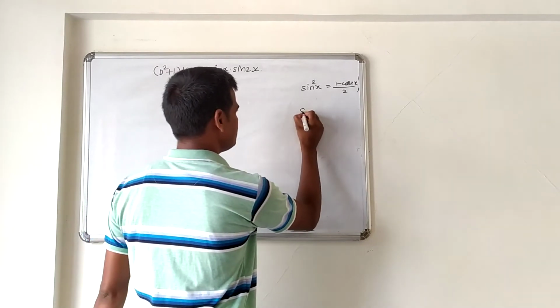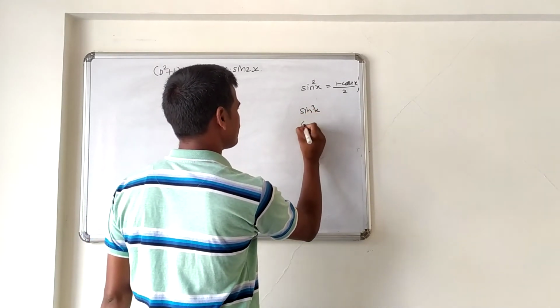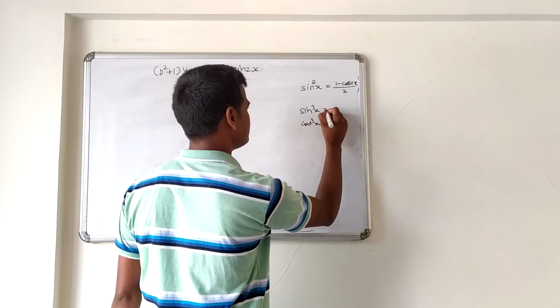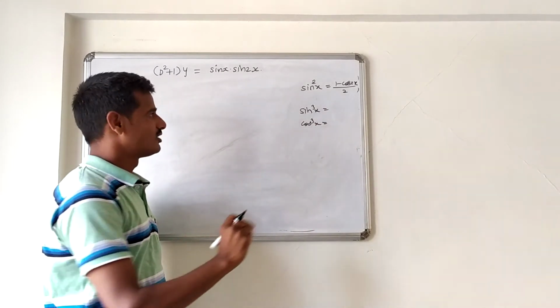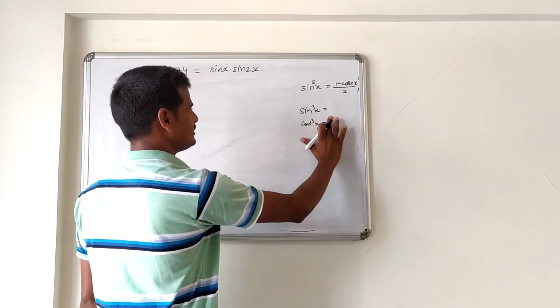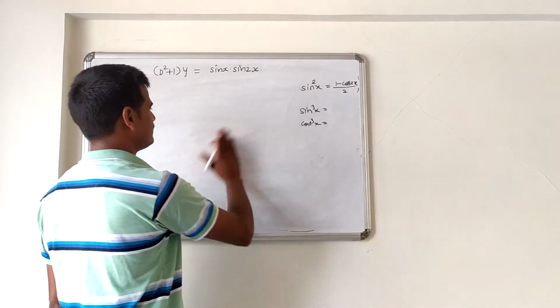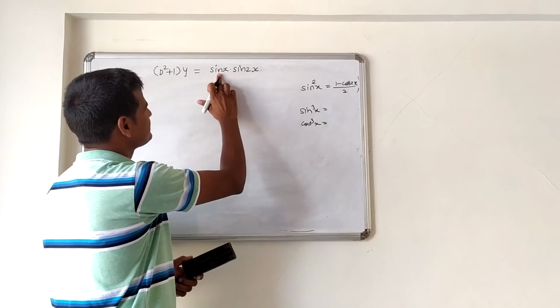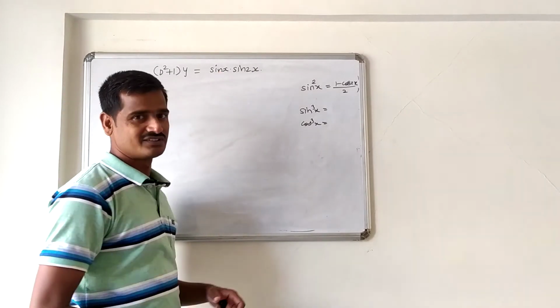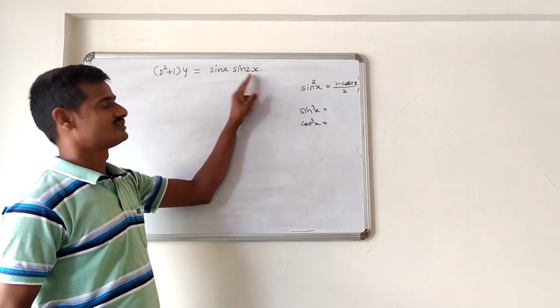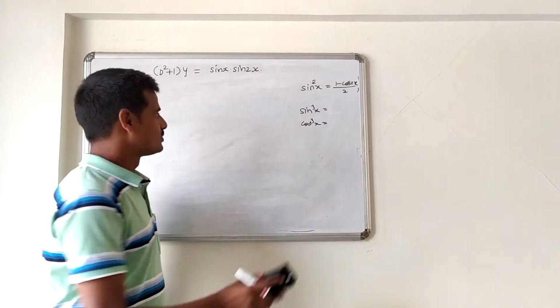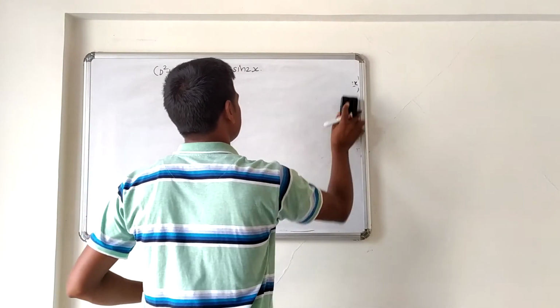Then you may be given sin cube x, then cos cube x. So there are many possibilities. In this case, knowledge of trigonometry is required to transform them into the desired form. So here sin of x into sin of 2x. You may be given cos x into sin 2x or cos x into cos 2x. So now how to evaluate this?